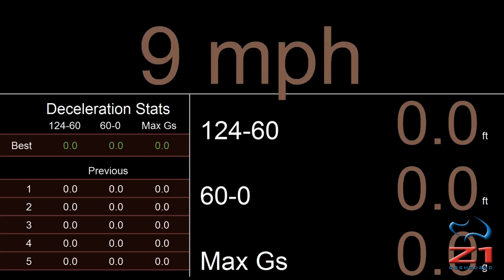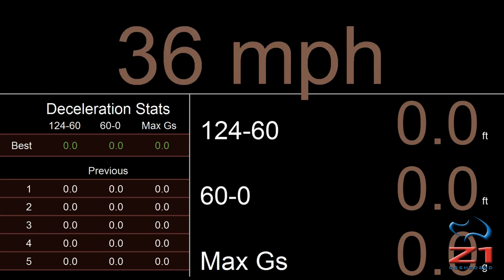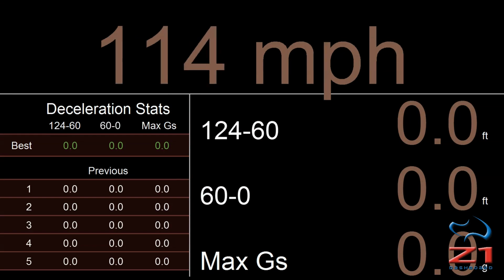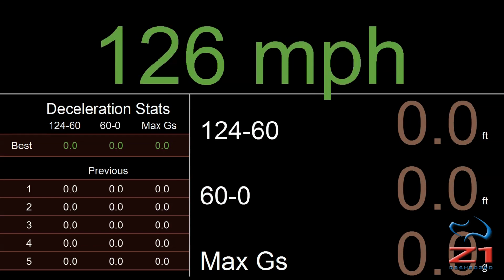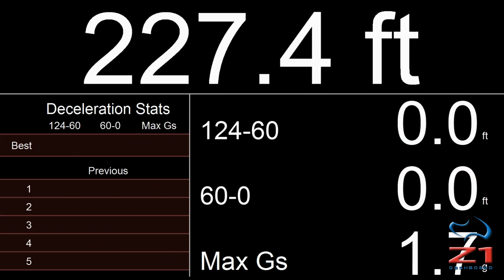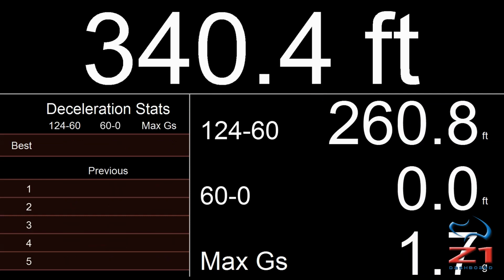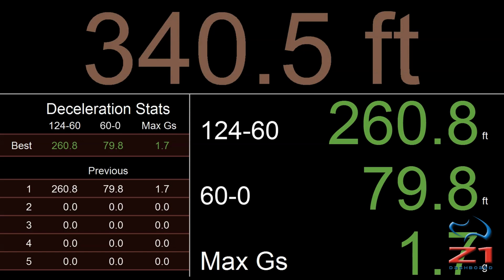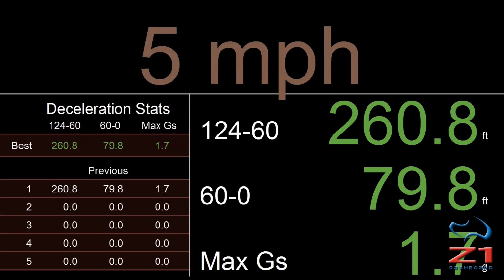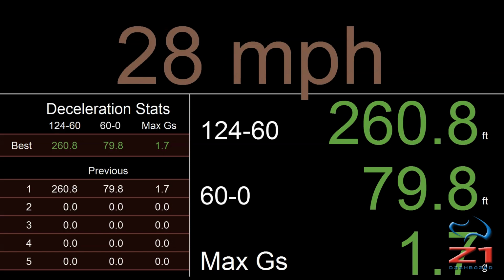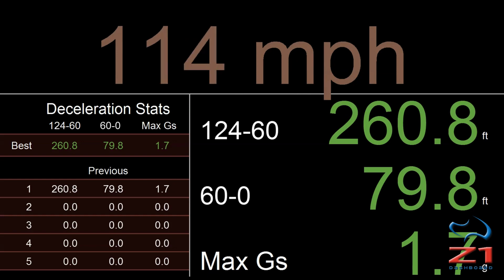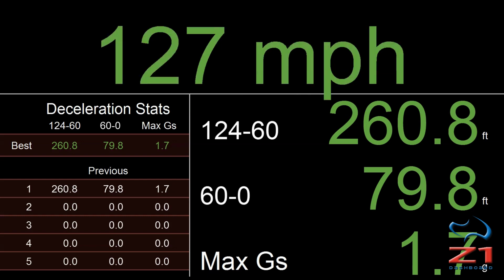Okay, deceleration dashboards. The opposite of the acceleration dashboard. You accelerate up to over 124 miles per hour, or 200 kilometers an hour. When you do, the speedometer up there turns green, and you brake as hard as you can down to 0, and it tells you the stats on how long it took you to stop, and the maximum g-forces achieved during the stop. And just like the acceleration dash, you get the previous 5 stop attempts displayed on the left.